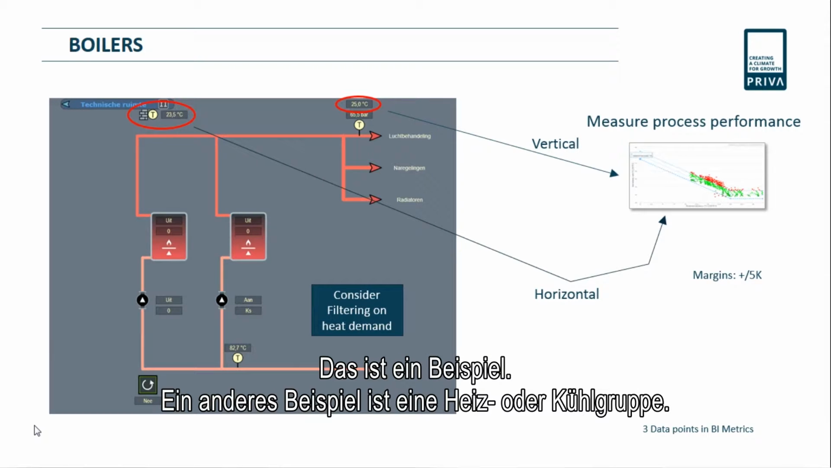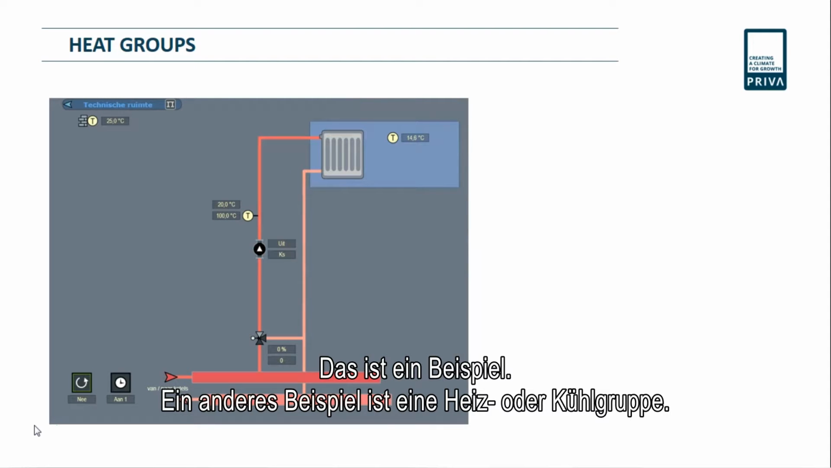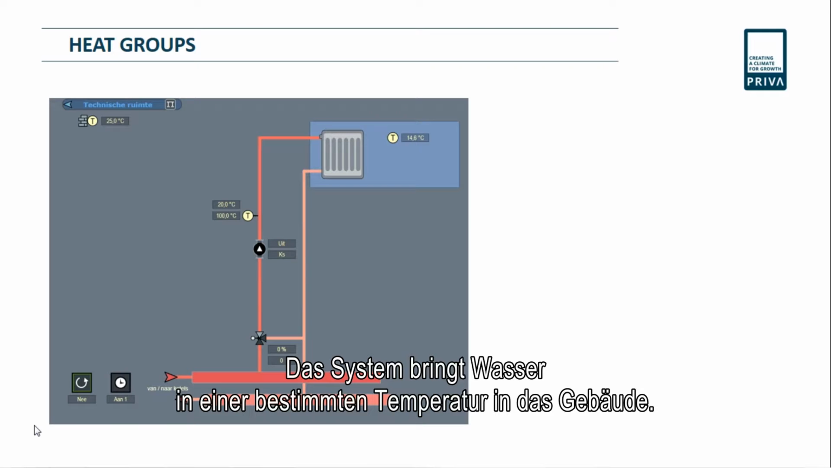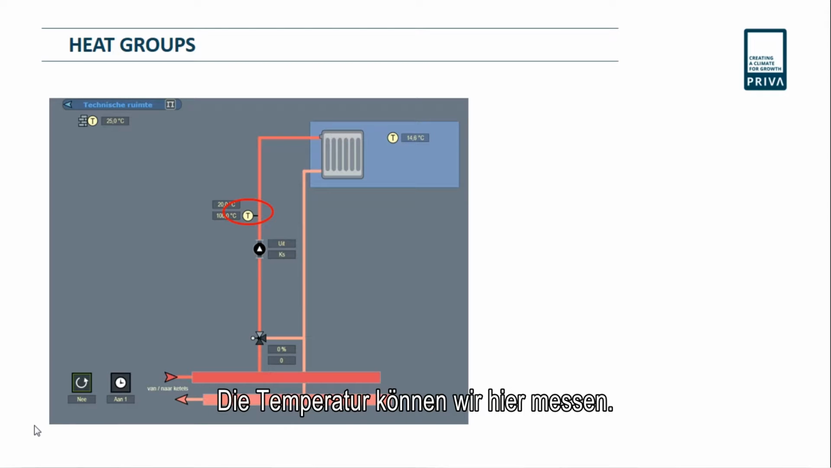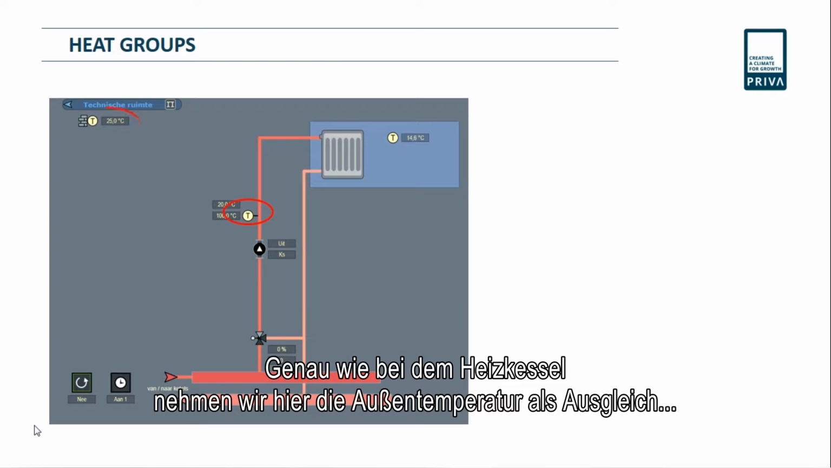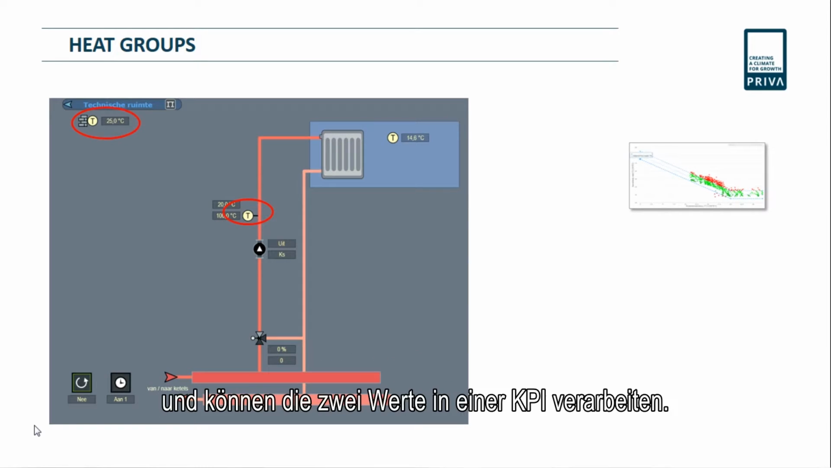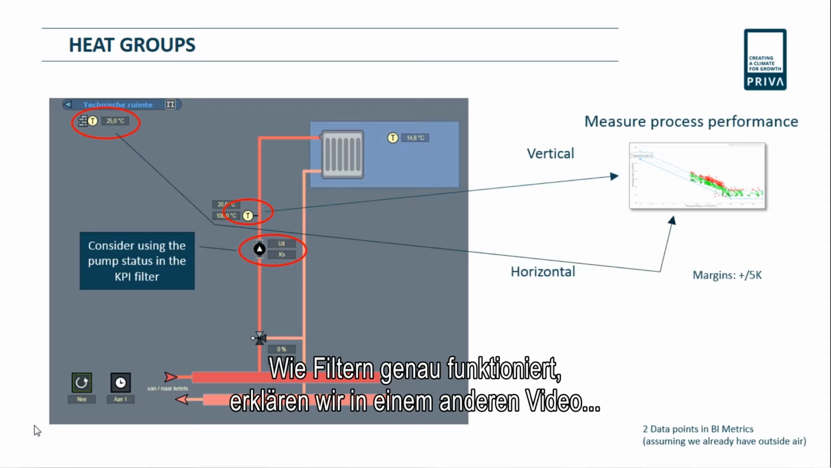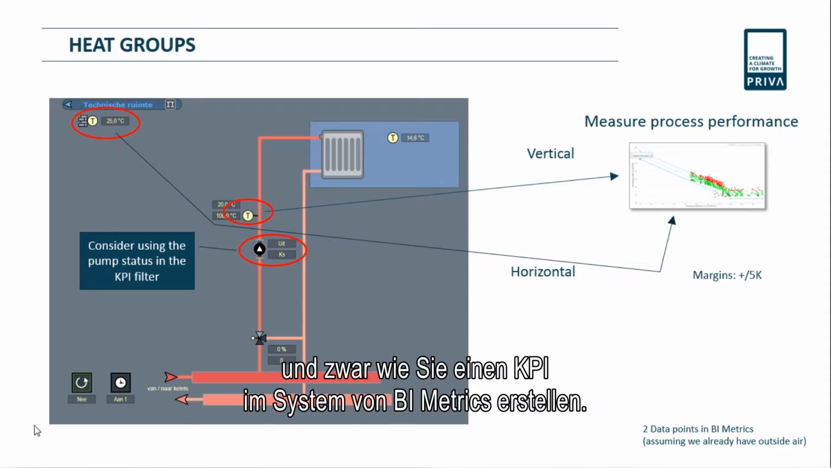Now this is just one example. Another example could be if you have a heat or a cooling group. The same story is applicable here as well. So we have this system and it's designed to put water of a certain temperature into the building. And we can measure that temperature here. And that also means that in the same story like the boilers, we have an outside air temperature as a reset. So we can take these two values and put them in a KPI. Again, you can also use filtering, and the filtering in this case can be done by the pump. Now how exactly filtering works is going to be explained in another video in which we talk about how to create a KPI inside the BI Metrics system.